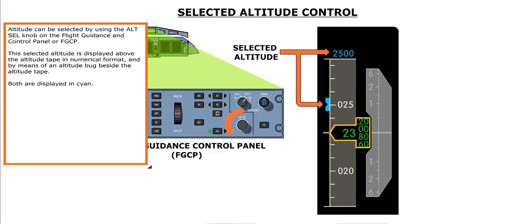Altitude can be selected by using the Altitude Select knob on the Flight Guidance and Control Panel, or FGCP. This selected altitude is displayed above the altitude tape in numerical format, and by means of an altitude bug beside the altitude tape. Both are displayed in cyan.